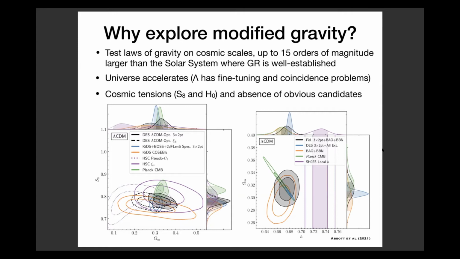So on the left, we see an example of this in terms of the S8 tension between imaging surveys such as DES, KiDS, and HSC with the Planck CMB. And on the right, you can see the tension in the Hubble constant between that obtained from direct measurements by Riess et al. as compared to the Planck CMB and even other combinations of probes such as BAO plus BBN.